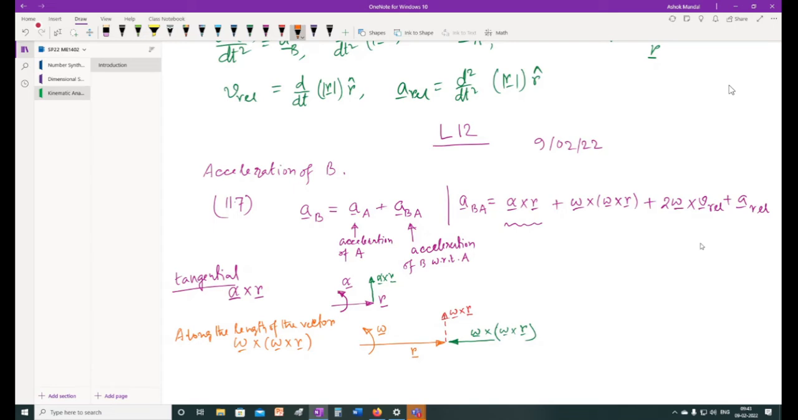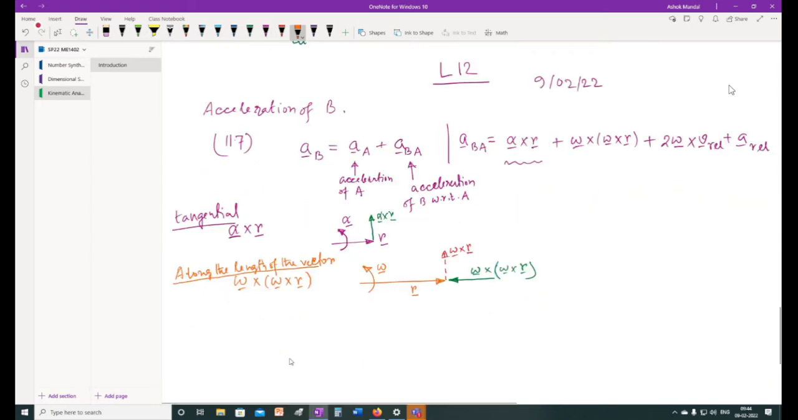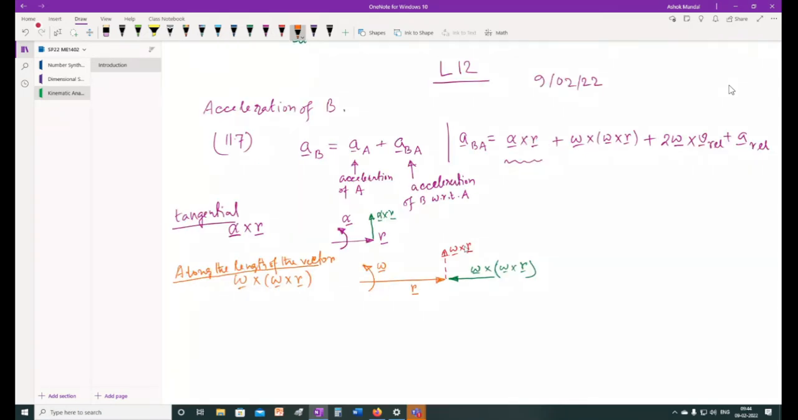Suppose for a link you want to find out the acceleration. Right now we have examined two components of acceleration. One component is the tangential component, and the other component is along the length. Do you remember this from your graphical method of finding velocity and acceleration? There are two components, one tangential, another along the length. From this you can understand why they are like that.